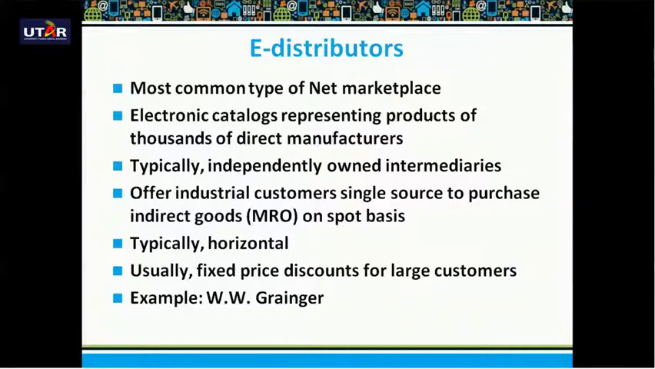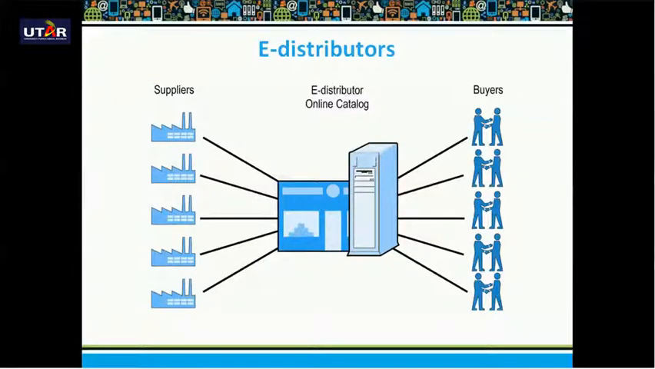E-distributor, the most common type of marketplace, electronic catalog representing products of thousands of direct manufacturers. Independently owned intermediaries. Offers industrial customers a single source to purchase indirect goods on a spot basis, typically horizontal, usually fixed price, discount for large customers. For example, W.W. Grainger. So this diagram illustrates the e-distributor. On the left hand side is the supplier, on the right hand side is the buyer. So the e-distributor online catalog as the intermediary does matching between suppliers and buyers.